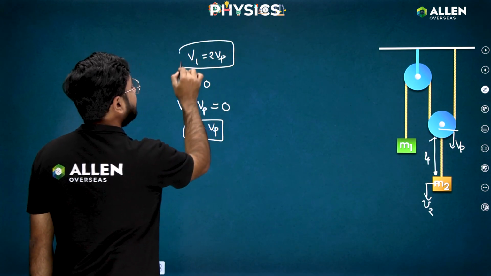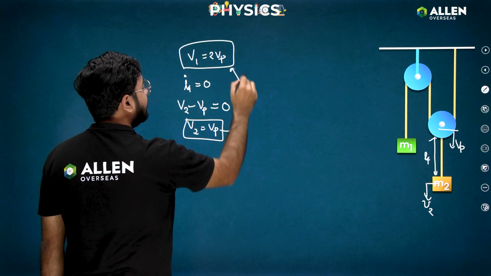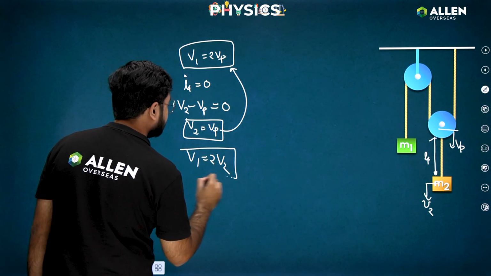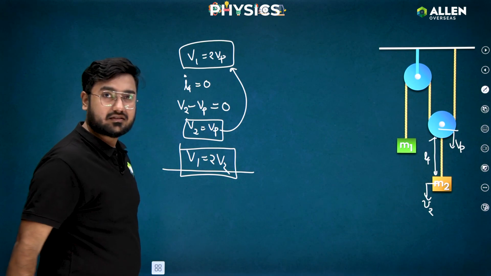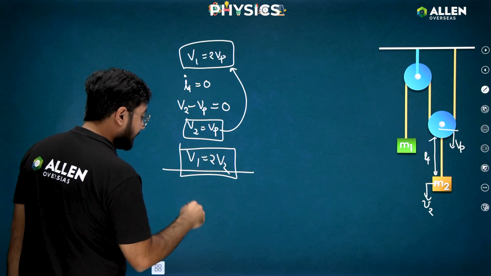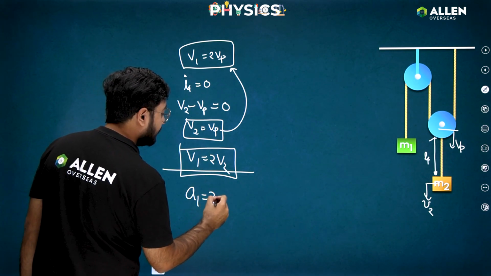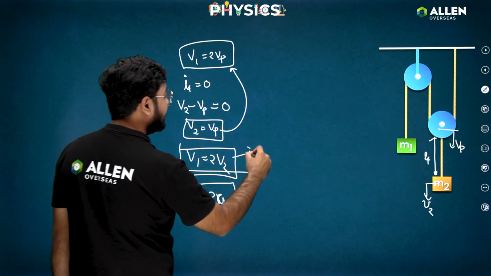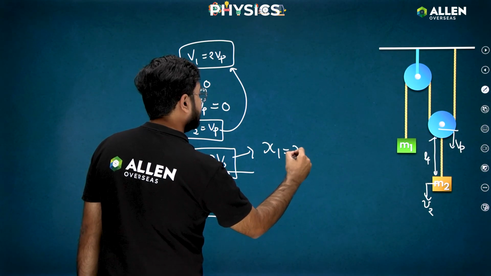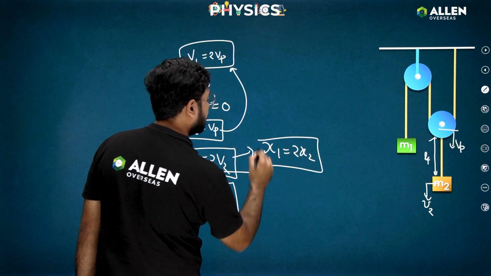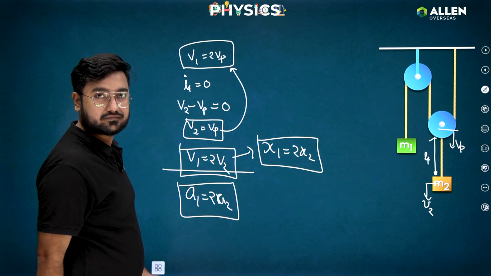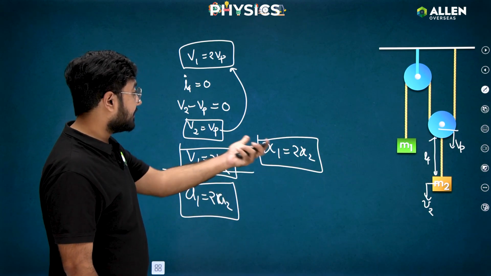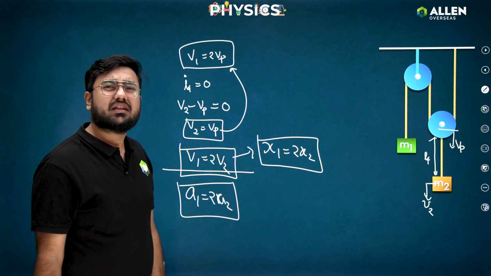We had the first equation, V1 is equal to 2 Vp. Substitute the values. So V1 is equal to 2 V2. That is the relation that we were seeking. So if this is true, differentiate this thing. So A1 will be equal to 2A2. That is also a fact. Integrate this thing. X1 will be equal to 2x2. That is also a fact. Right? So these are the constraint relations that we were seeking. Same, no rocket science.